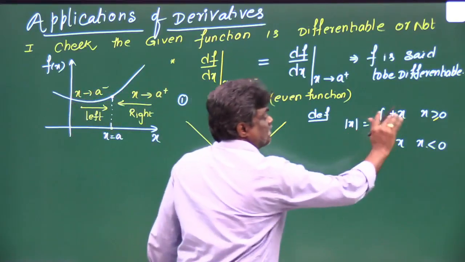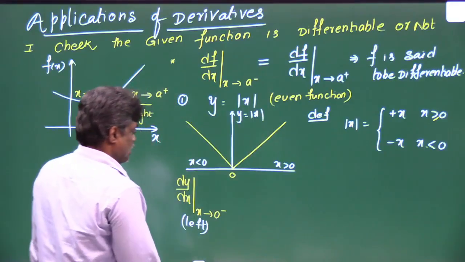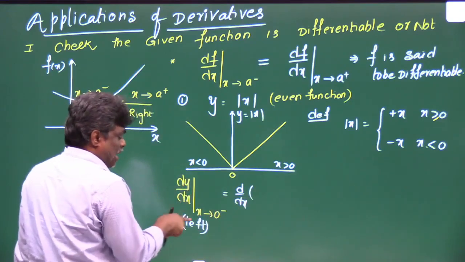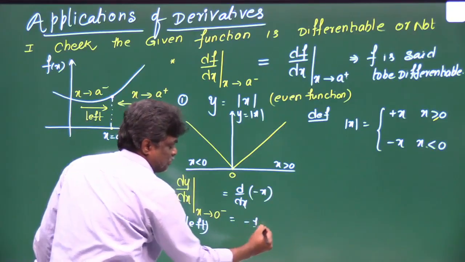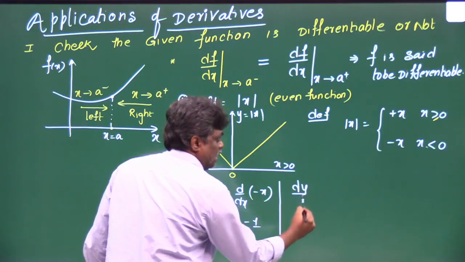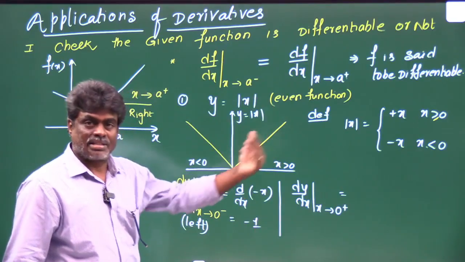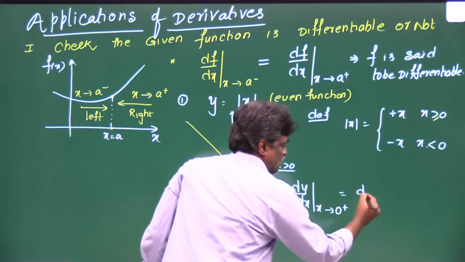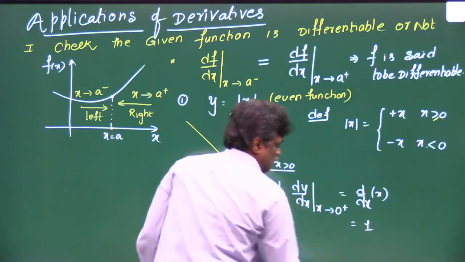Mod x is equal to plus x for x greater than or equal to 0. Mod x is equal to minus x for x less than 0. So that's why this is simply dy by dx of your y value on the left side, that is minus x. So this is minus 1. And now I am going to find the right side value, that is dy by dx as x tends to 0 plus. That is the right side. So that side means x greater than or equal to 0. Here it is plus x, dy by dx of x. Okay. So this differentiation is plus 1.